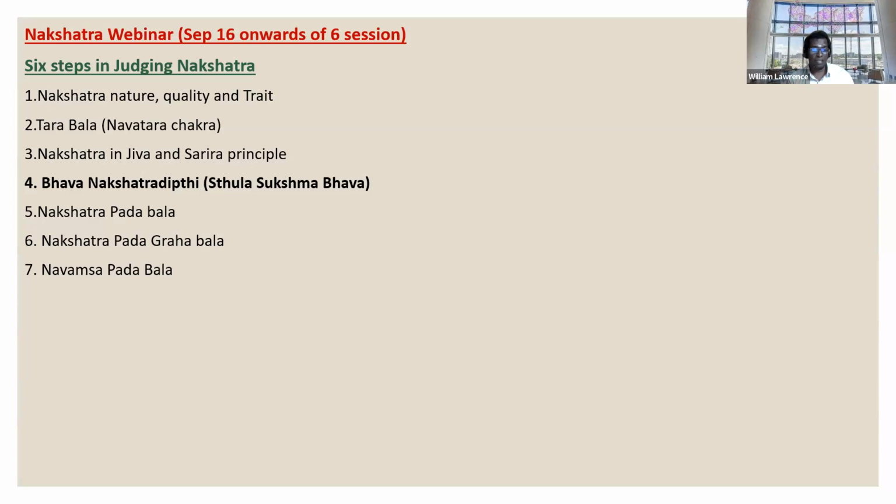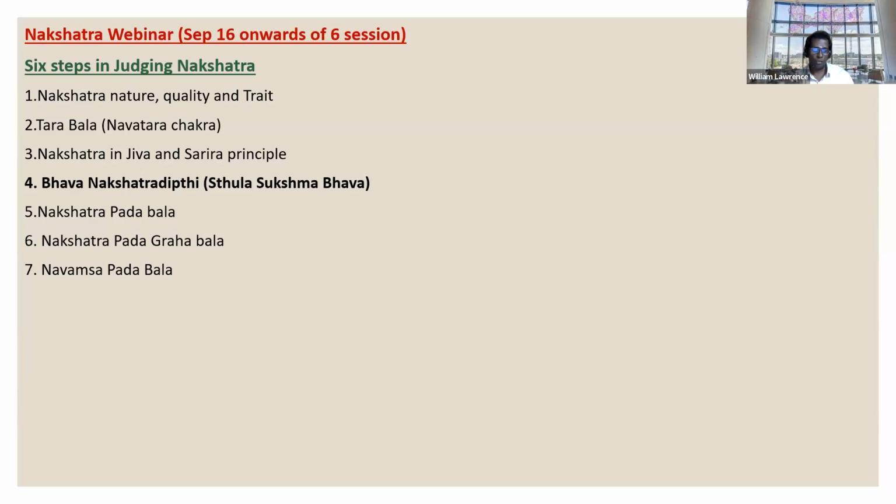Then there is another level. Each pada has a graha. So it's not just the planets or the nakshatras that own; the padas also own. Then you all know about Navamsa, but there's a slight subtlety in how to use the Navamsa pada. So these are the 7 steps in understanding nakshatras for prediction.